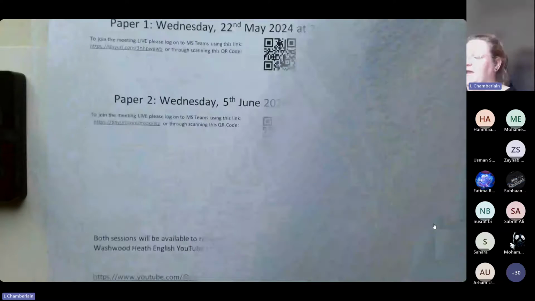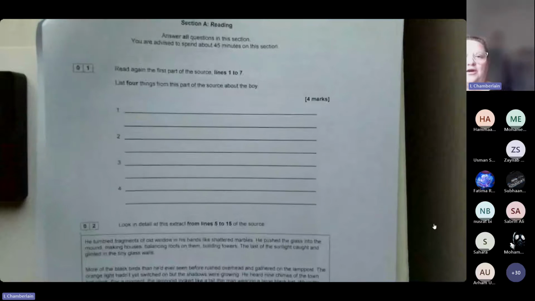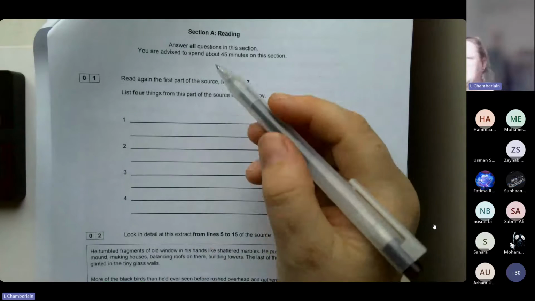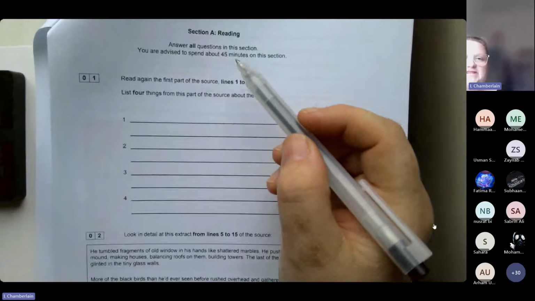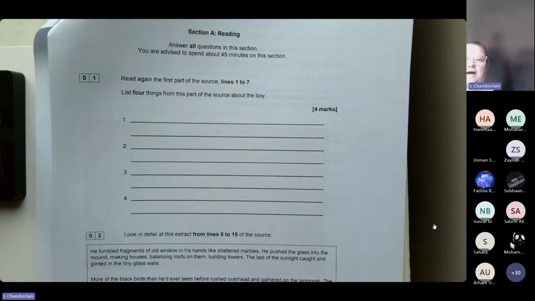So if you turn over your page, you should have a copy of the paper. And again, it tells you here, answer all questions in this section. You're advised to spend about 45 minutes on this section. So if you think about the timing that we spoke about previously, that's going to make sure that you're maximising the time that you've got. Now, question 1 is meant to be the most straightforward question. And what we're aiming for here is a high success rate. That means that we're getting 4 out of 4 with relative ease.